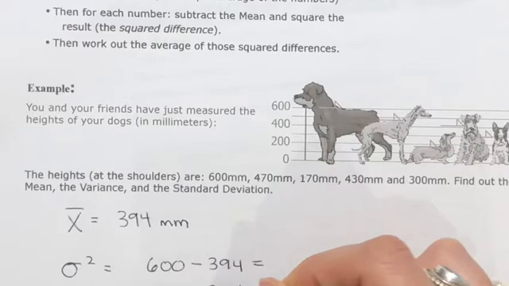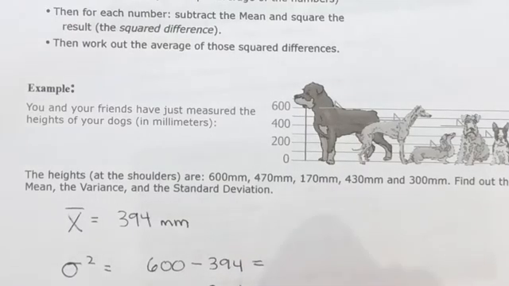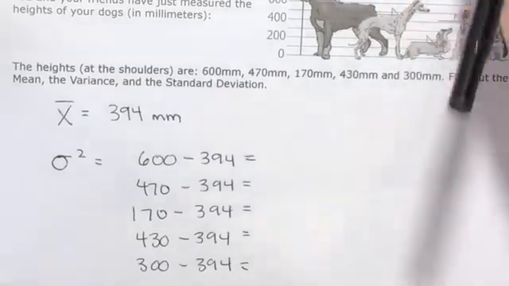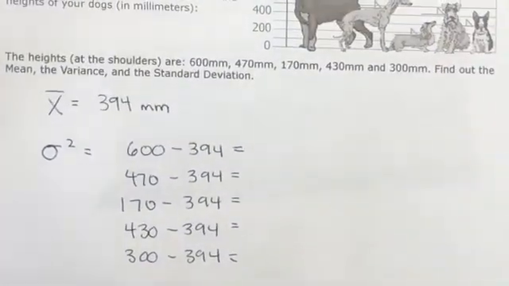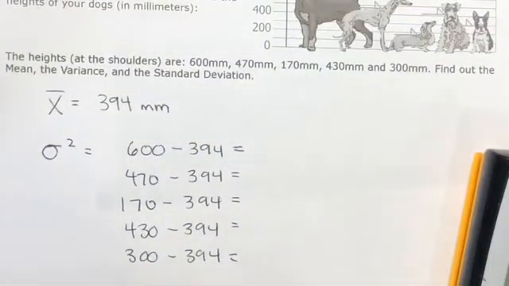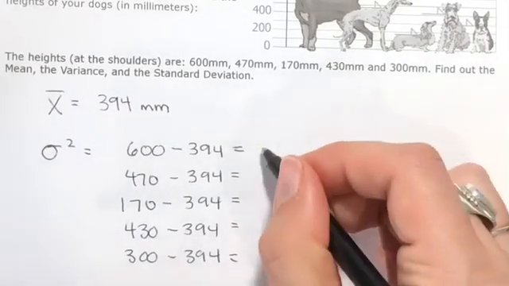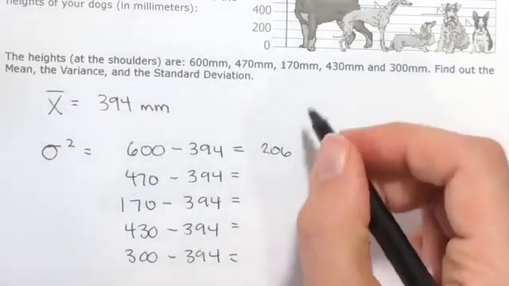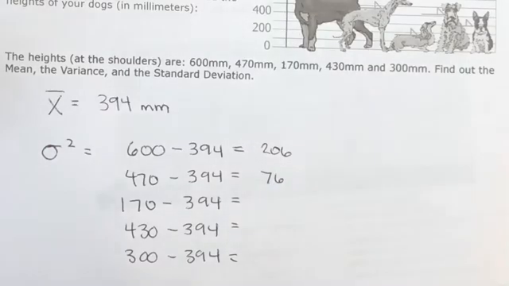So let's go get all of those values. I can't really see what I'm doing. So 600 minus 394 is 206. And then repeat, 470 minus 394 is 76.